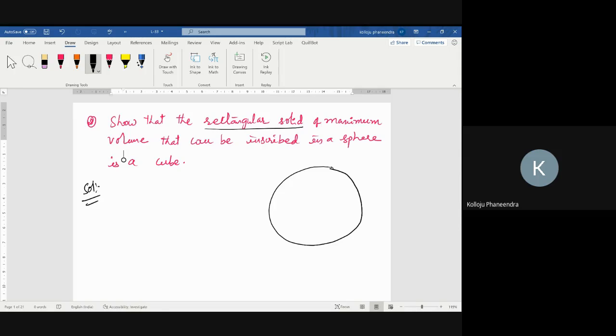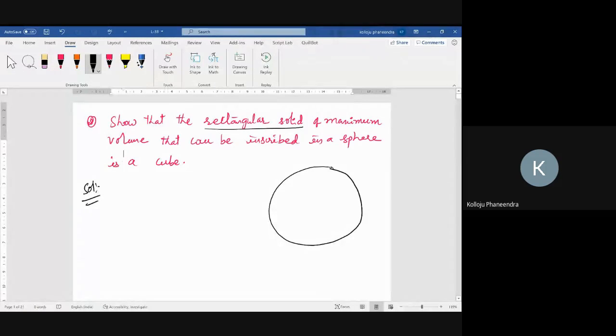Let me convert the problem into 2 dimensions. Actually, this is 3 dimensions. Convert a similar problem into 2 dimensions. Show that the rectangle having maximum area that can be inscribed in a circle, in place of sphere, circle, in place of rectangular solid, just a rectangle, with maximum area is a square. I have to prove this, right?